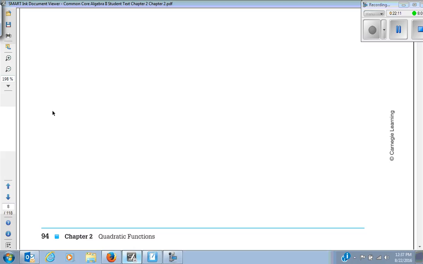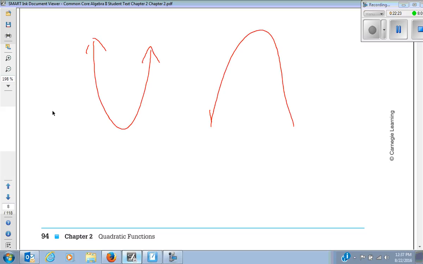Don't worry about those graphs. We are only worried about parabolas, which are going to be x squared and that kind of thing for right now. All right. Let's talk about something that you should know a little bit about: domain and range.